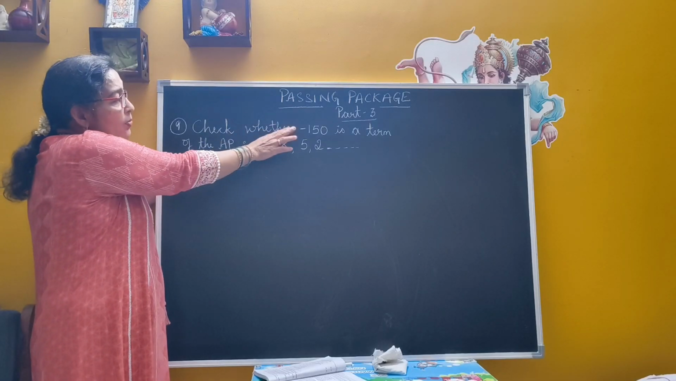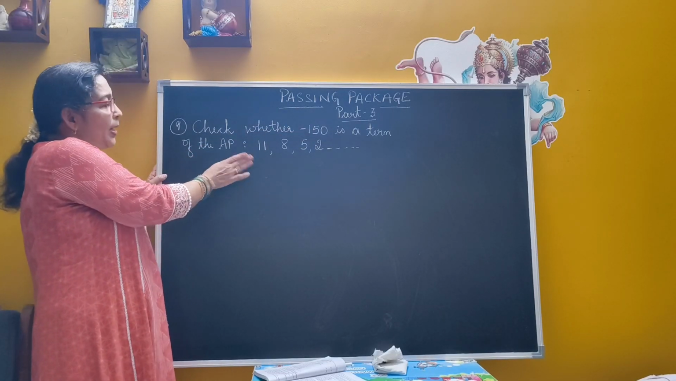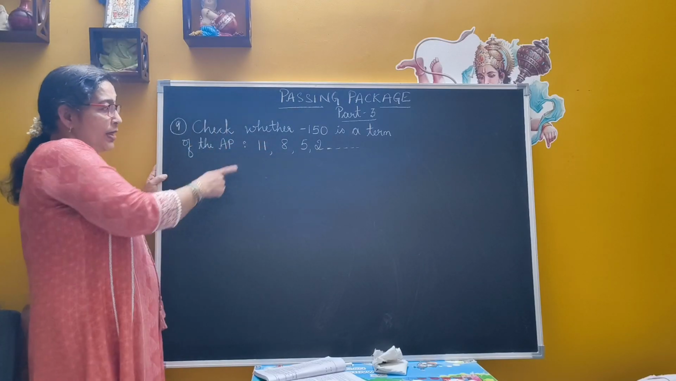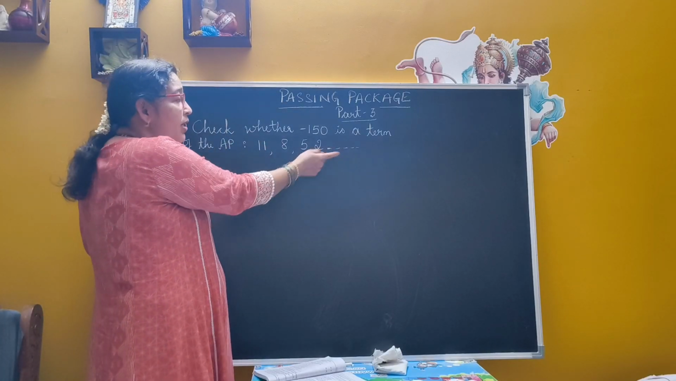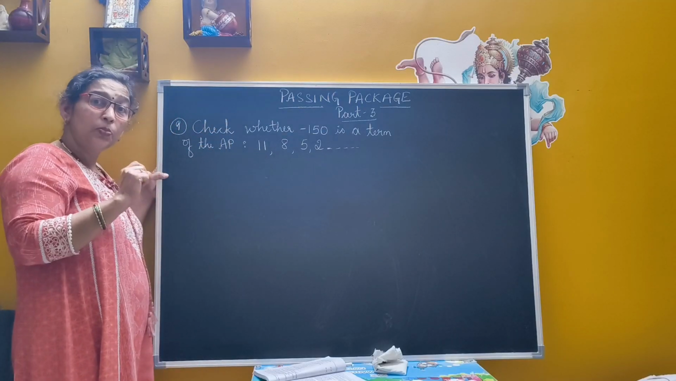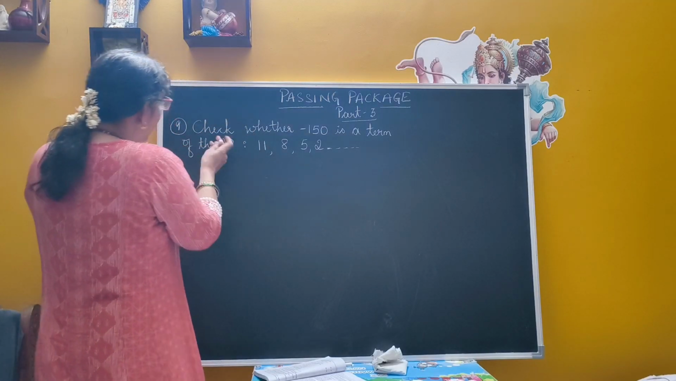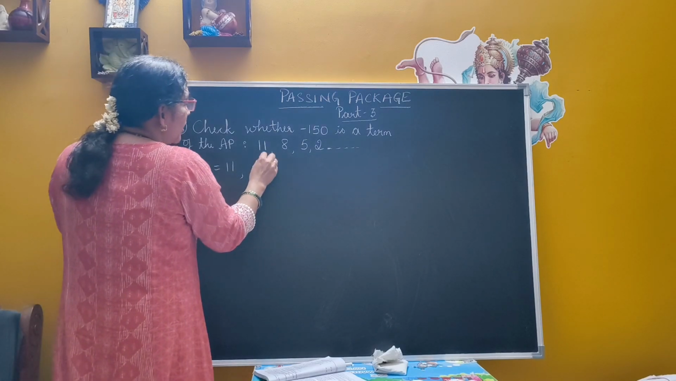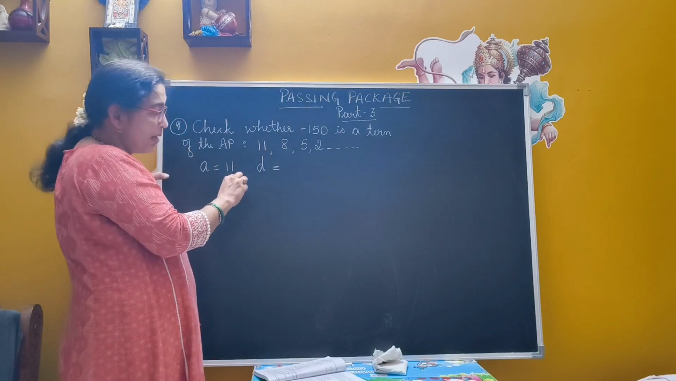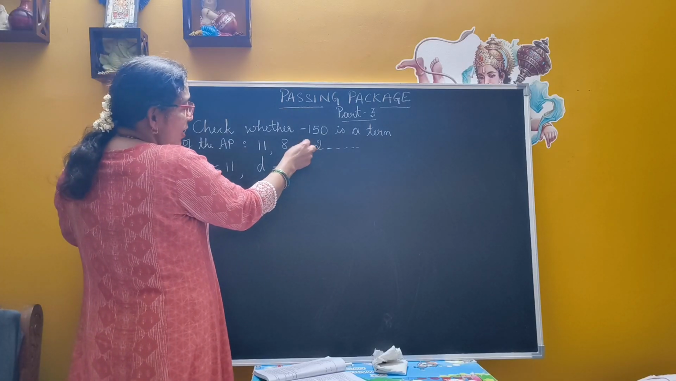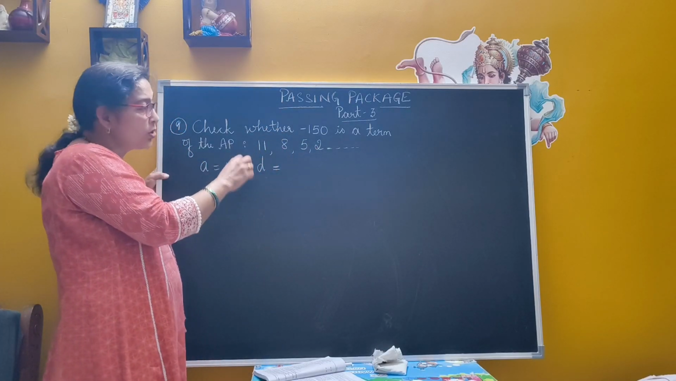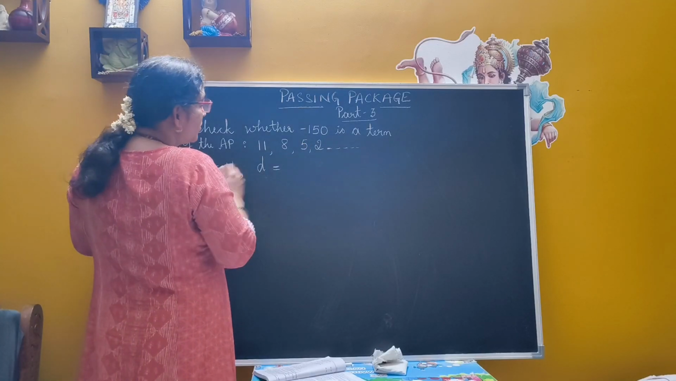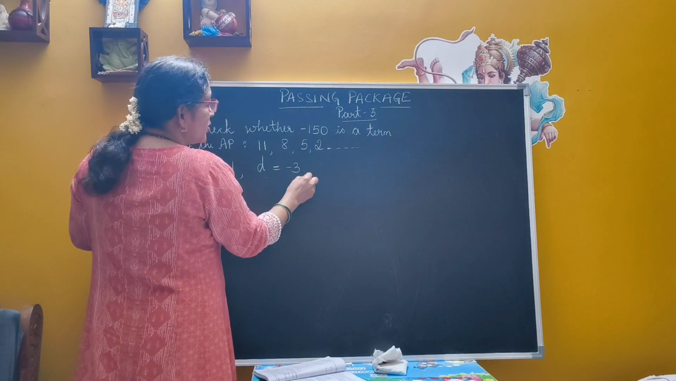Okay, so check whether minus 150 is a term of the AP. The AP given is 11, 8, 5, 2, etc. By seeing the AP, you can understand this is in decreasing order, so D should be negative. So let us write the terms. A is equal to 11, D is equal to 8 minus 11, it is minus 3. Or 5 minus 8 is also minus 3, 2 minus 5 is minus 3. Okay, so D is minus 3.